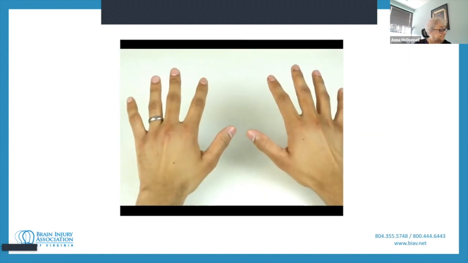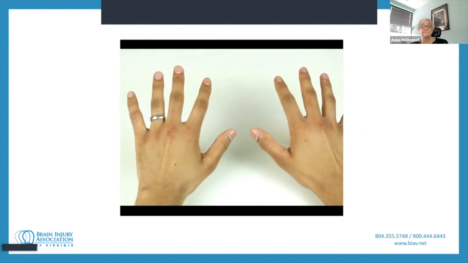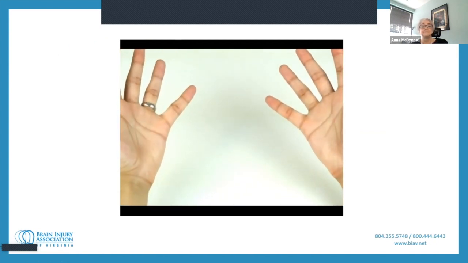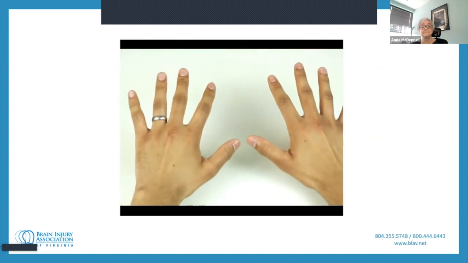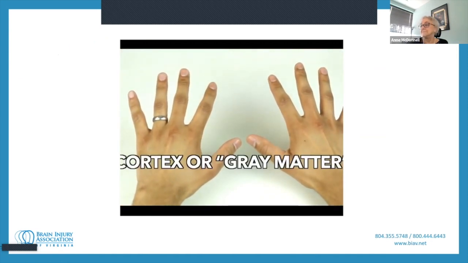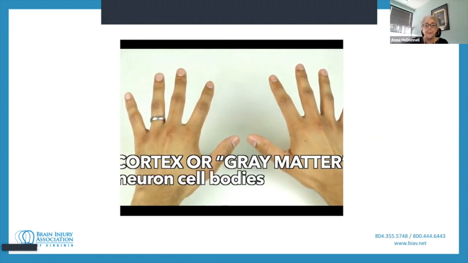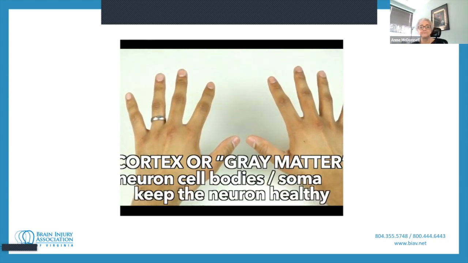Stretch out your hands in front of you. See how the skin on this side of your hands is darker than on the other side? That's just like the outer layer of the brain, called the cortex, or the gray matter. The outside of the brain is darker than the inside because it's lined with neuron cell bodies. Cell bodies are also called soma. Cell bodies keep the neuron healthy and functioning.